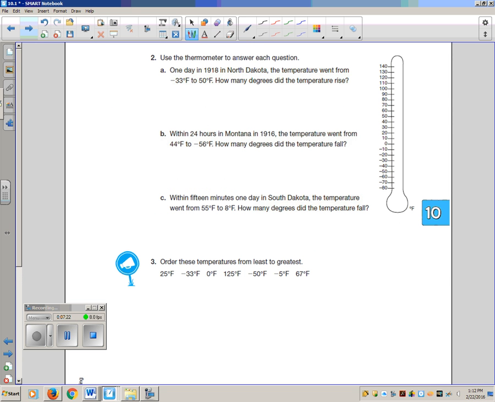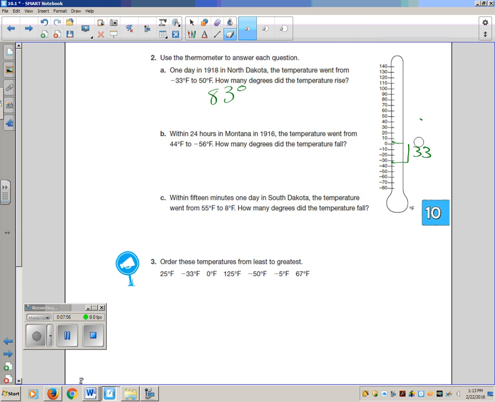One day in 1918 in North Dakota, the temperature went from negative 33 to 50 degrees. How many degrees did the temperature rise? Negative 33 is over here. It's below negative 30. 50 degrees is right here. So from here to here, that's 33. That's the distance from 0. From 0 to 50 is 50. The temperature rose 83 degrees.